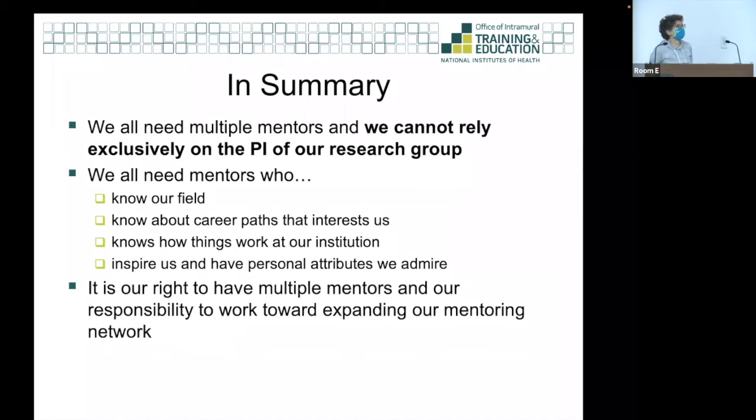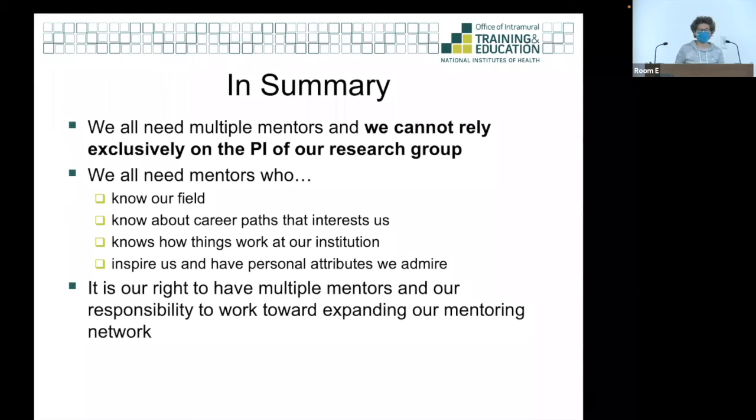In summary, all of us need multiple mentors. We cannot rely exclusively on the PI of our research group. We need mentors who really know the science, mentors who know the field, mentors who know about career paths that interest us. We need mentors who know how things work at our institution. We need mentors who just connect with us personally, who inspire us, who are role models for us, where we look and say, I would really like their advice because they are a really moral, ethical person. So it's a whole constellation of things that we need.